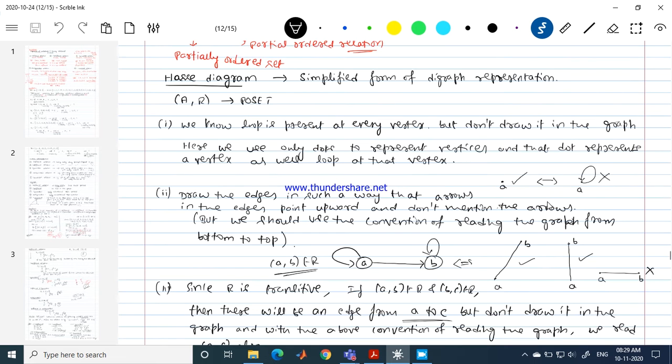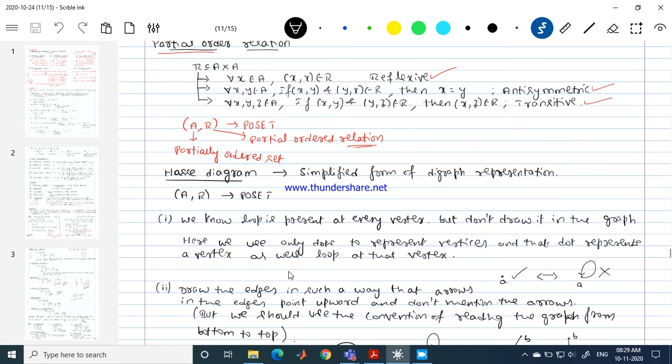Now when we are writing the Hasse diagram, we are just keeping things simple. We are not writing the loops explicitly. Instead, the convention is that if we just write a dot, we are supposed to read the dot as the vertex as well as the loop at that vertex. That's the first point, and we are using only dots to represent the vertices, no more circles. The second point is that we are using the convention of reading the graph from bottom to top.